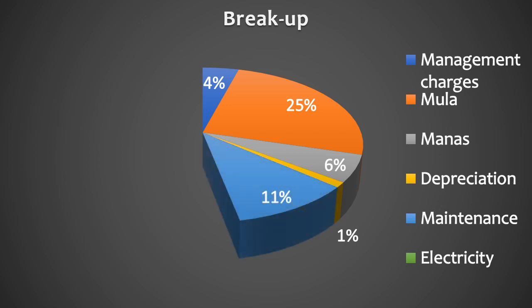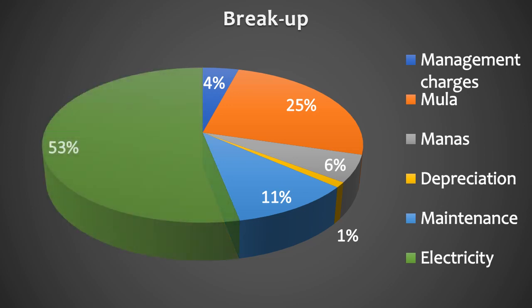The maintenance costs of running the plants, including consumables which are used for purifying the water, account for 11%. And electricity is the major component, which is 53% of the total cost that goes into your water charges.